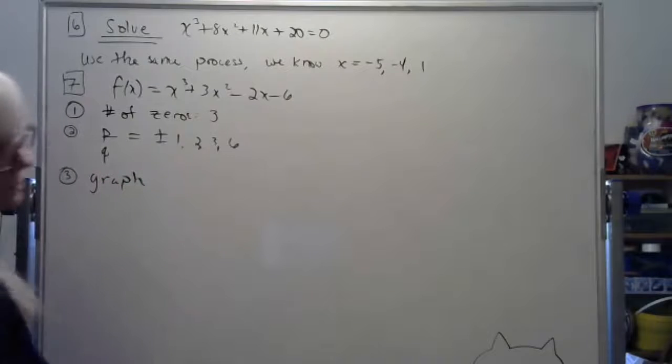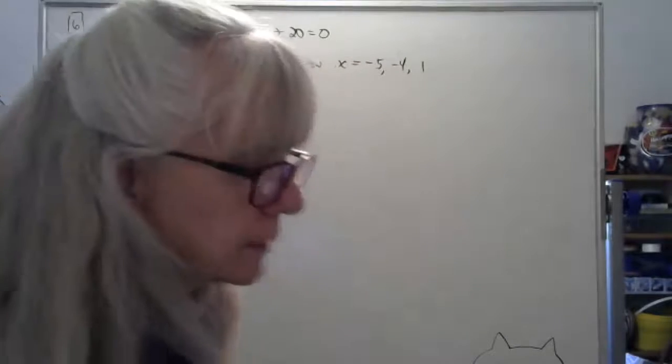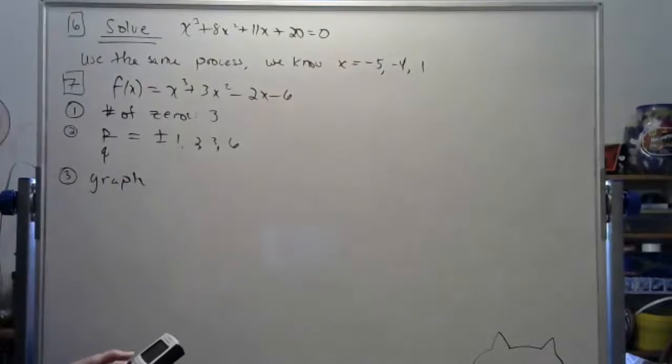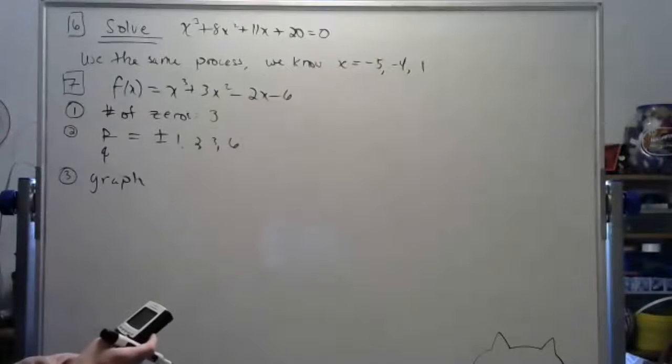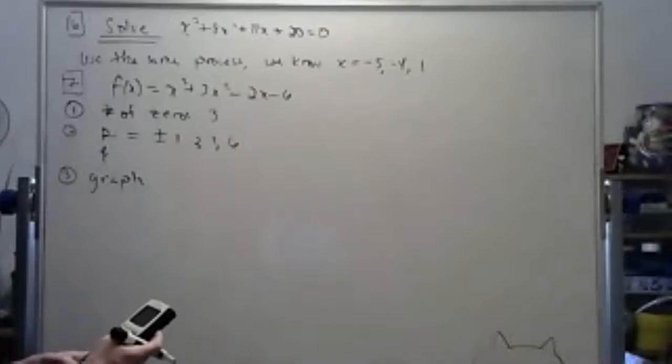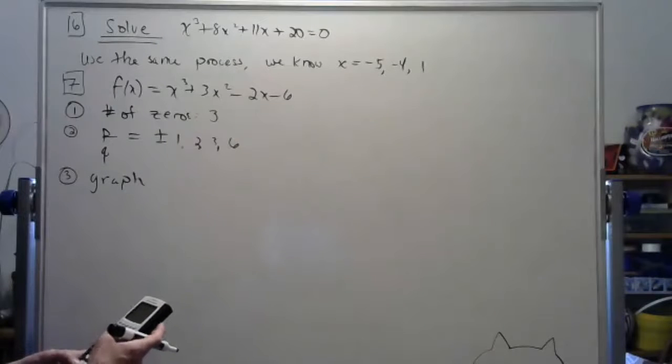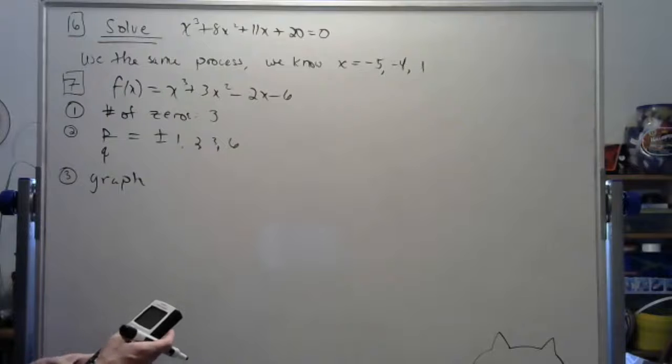Okay, so go graph it. I'm going to graph it too, so I've got it. So x cubed plus, and I can just go in and change the coefficients. Minus 2, and then minus 6. X cubed plus 3x squared minus 2x minus 6.